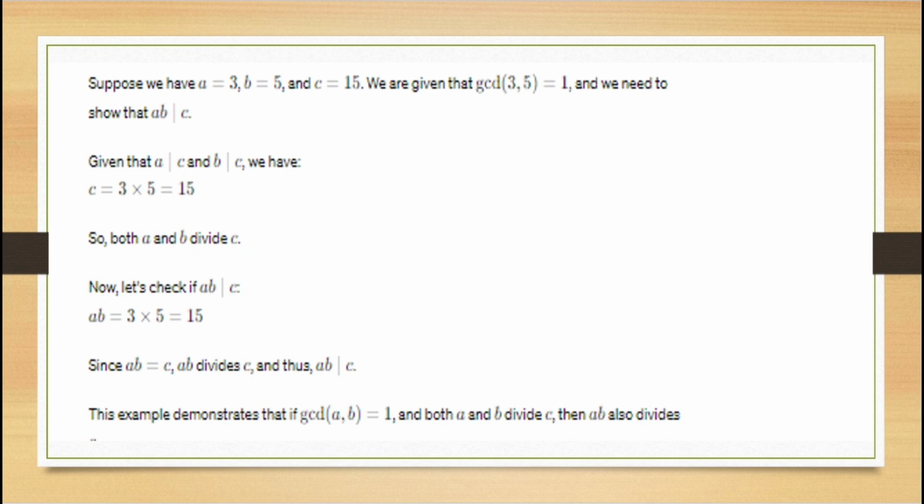Now let's check a times b is divisible by c. a times b is equal to 3 times 5, which is equal to 15. Since a times b is equal to c, a times b divides c and thus a times b is divisible by c. This example demonstrates if the greatest common divisor of the two numbers a and b is equal to 1 and both a and b divide c, then a times b also divides c.